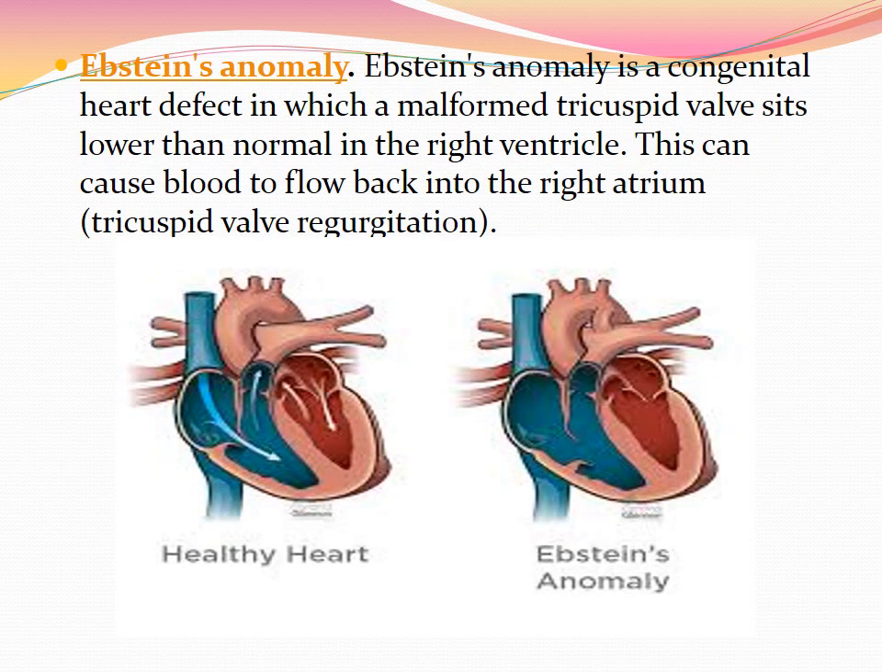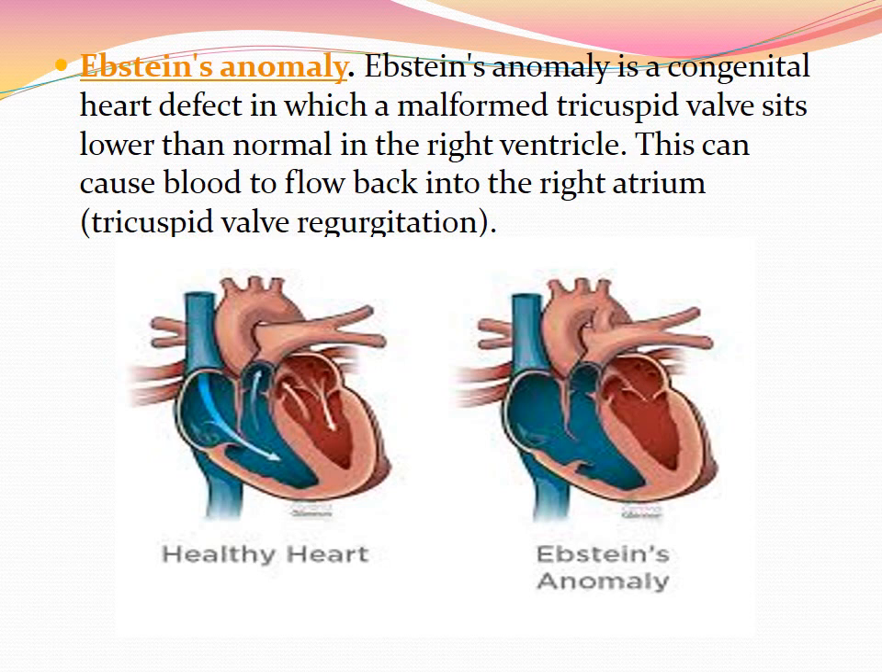Now Epstein's anomaly is another condition. What you see here is the valve, and one of the flaps is positioned quite low. It is supposed to be higher up, between the right atrium and the right ventricle, but for some reason, even during the developmental phase, and this is again called a congenital defect, the baby is born with a heart like this, which means one of the flaps of the valve is way below, quite low.